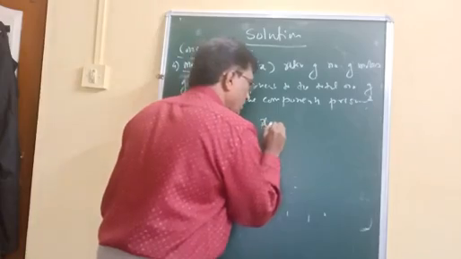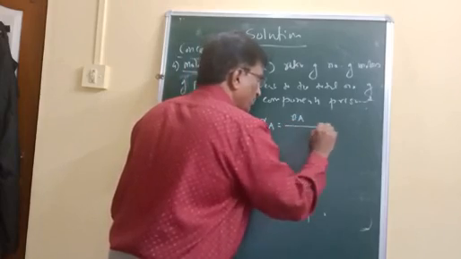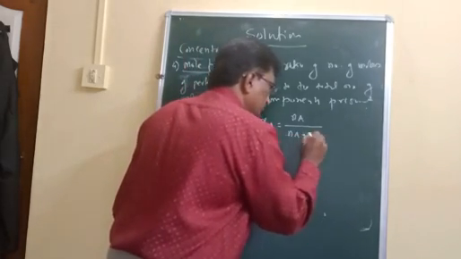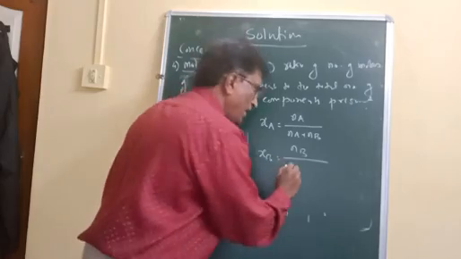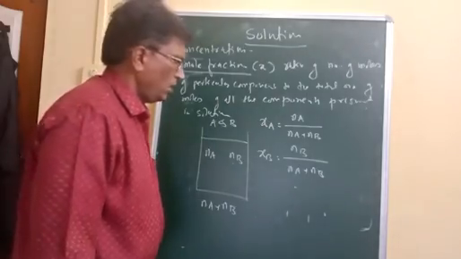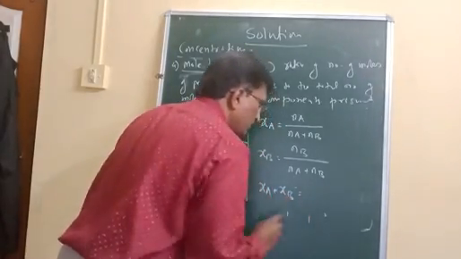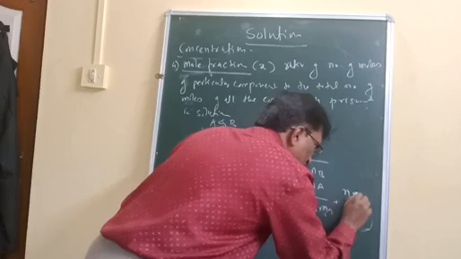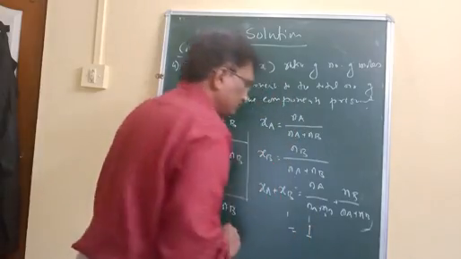If you want to determine the mole fraction of component A, then according to the definition, it is the ratio of the number of moles of A component to the total number of moles, and the mole fraction of B is the number of moles of B component divided by the total number of moles. Now if we add these two mole fractions, you get Na upon Na plus Nb plus Nb upon Na plus Nb, and therefore it becomes 1.